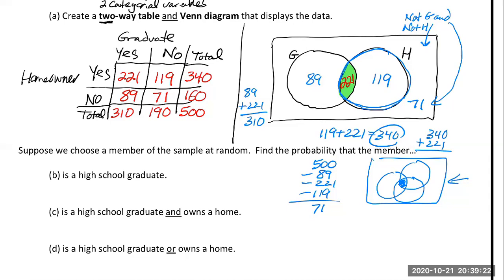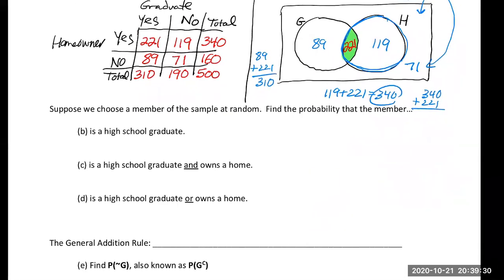Oh, now we're talking. Okay, let's use these to answer some questions. So we have question number 1. Suppose we choose a member of the sample at random. Find the probability that the member is a high school graduate. So probability graduate, that's our notation. Capital P for probability. Capital G is the event graduate from high school. Probability they're a graduate. Well, how many graduates did we have? 310 out of 500. You can leave your answer like that. I actually probably prefer you leave your answer like that.